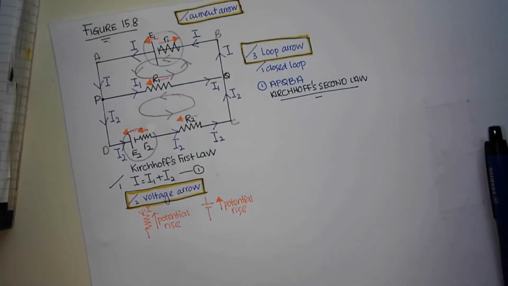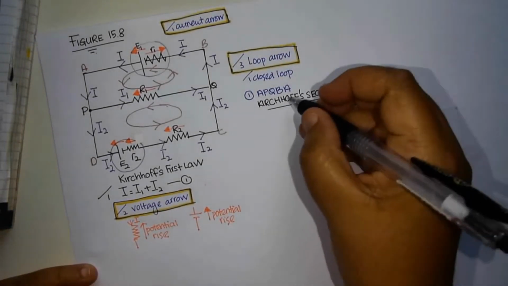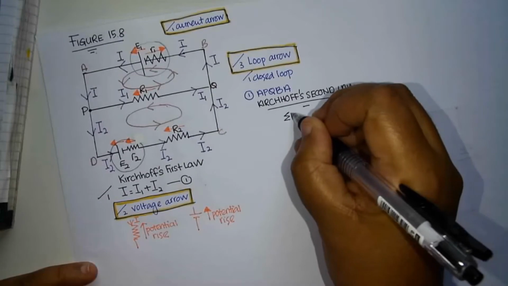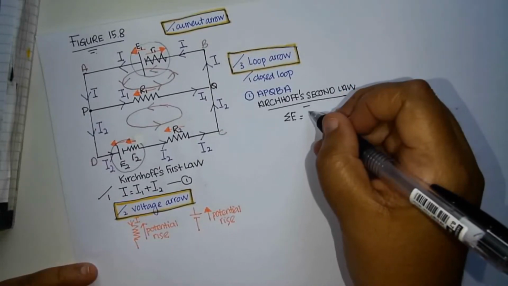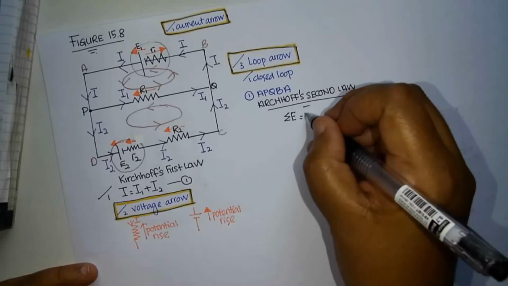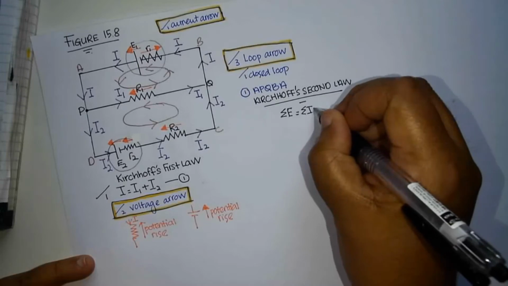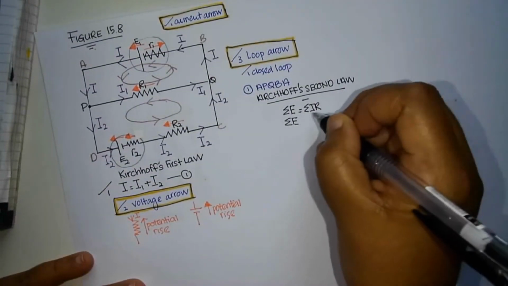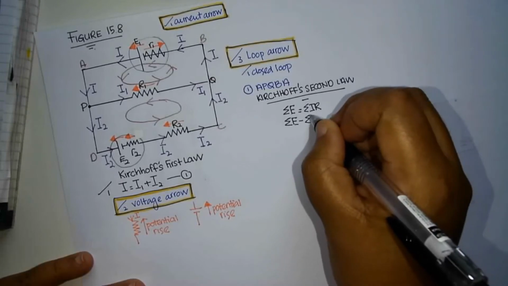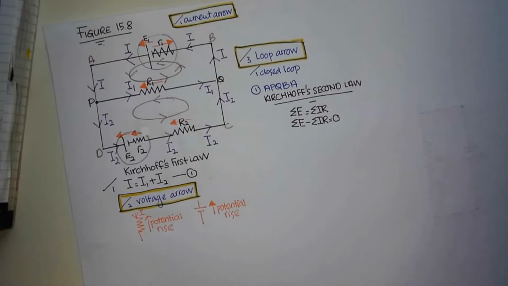Okay, where Kirchhoff's second law says what? Kirchhoff's second law says the total EMF is equal to the algebraic sum of the product of current times resistance. So you bring it to the other side, and it is equal to 0. Correct?